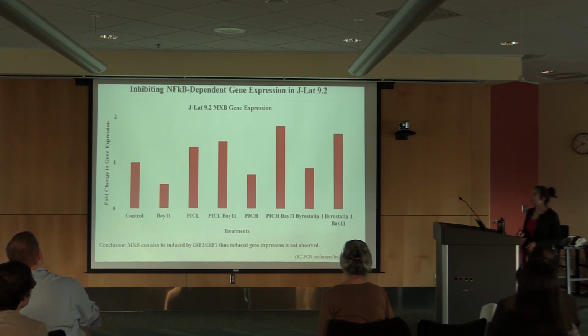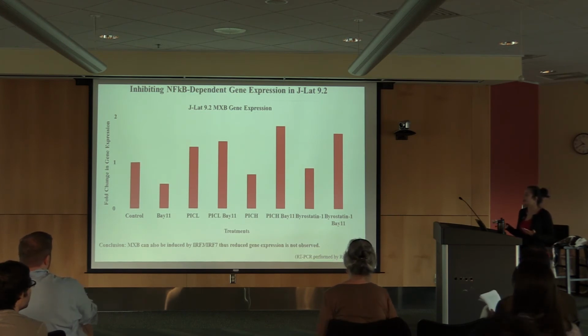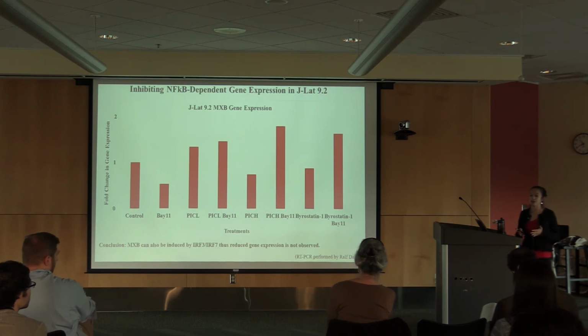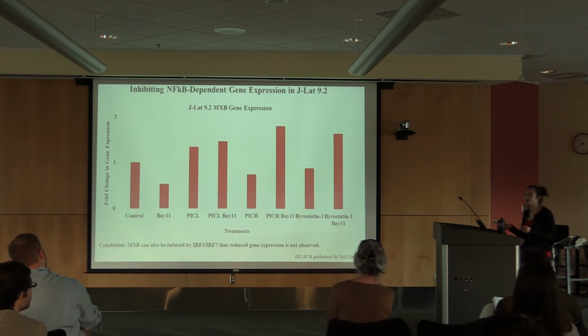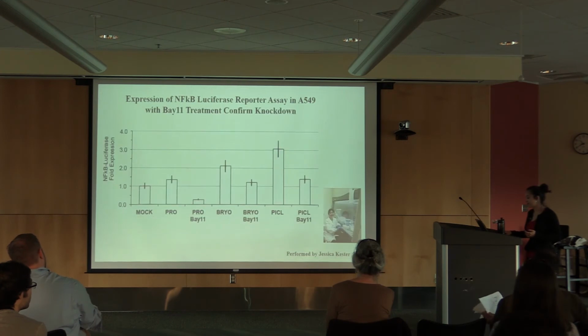I looked at a different gene as well, MXB, and I didn't see quite the same thing. We weren't getting a depletion with the Bay11 treatment, and most likely this is because MXB relies on not only NFkB, but IRF3 and IRF7 within those cells. So we decided to do a 3rd experiment just to make sure that Bay11 is specifically targeting NFkB for degradation.